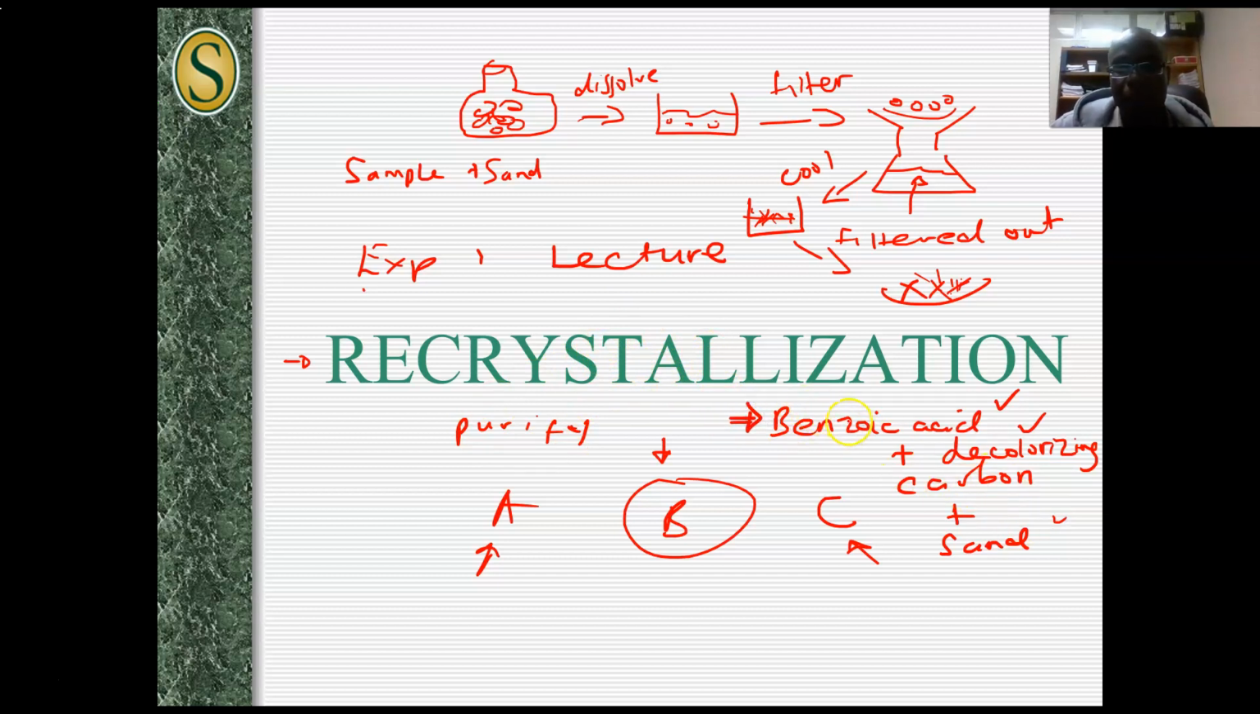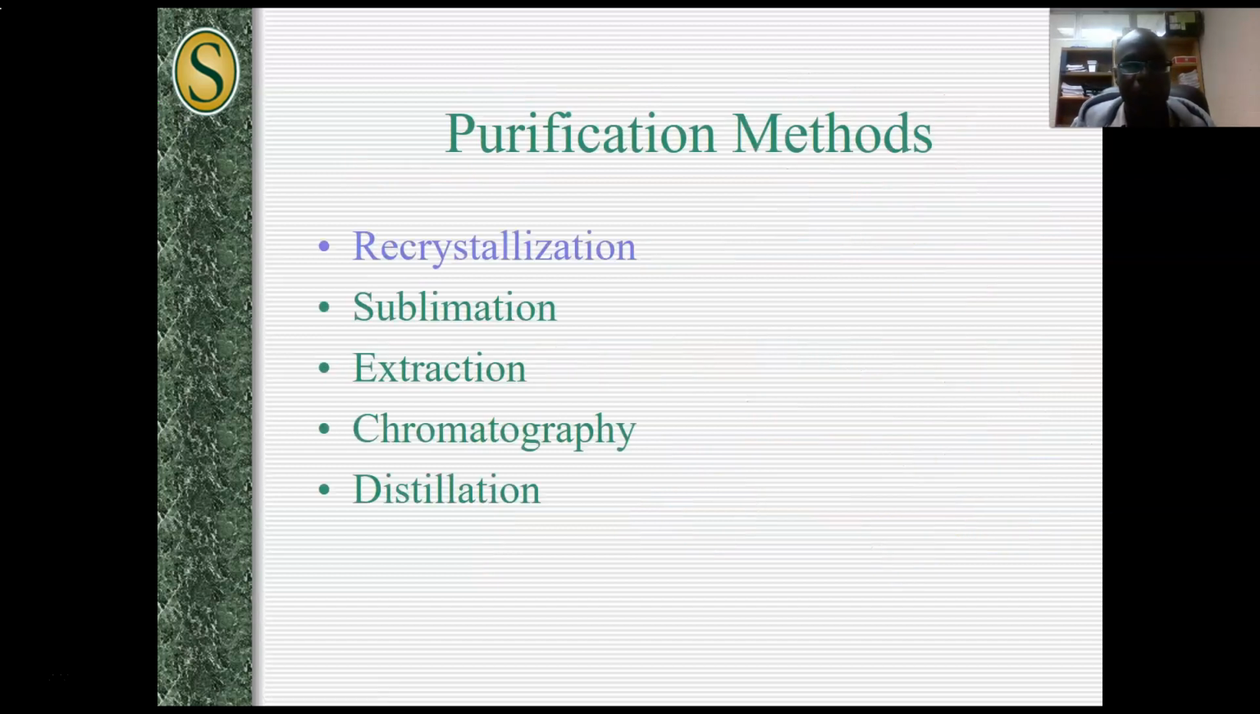It dissolves in hot water but not cold water. Carbon and sand never dissolve in cold or hot water. So we're going to do two types of filtrations: hot filtration, and the final one will be cold vacuum filtration. That's the overview. So let's dig in. This is what we'll be doing today. That's what I just described.